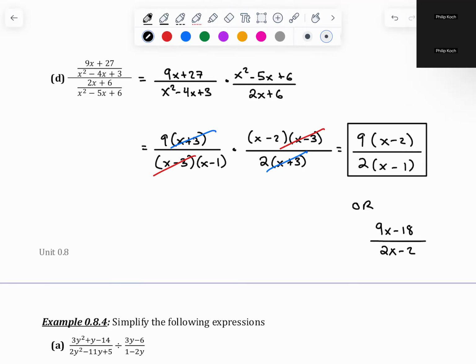When I say simplify a rational expression, I mean write it so that nothing else can cancel. As long as nothing else can cancel, you're good. That's my requirement for it, but there's nothing stopping us from distributing in the 9. That would be technically more simplified, but it's fine enough to leave it in either format.